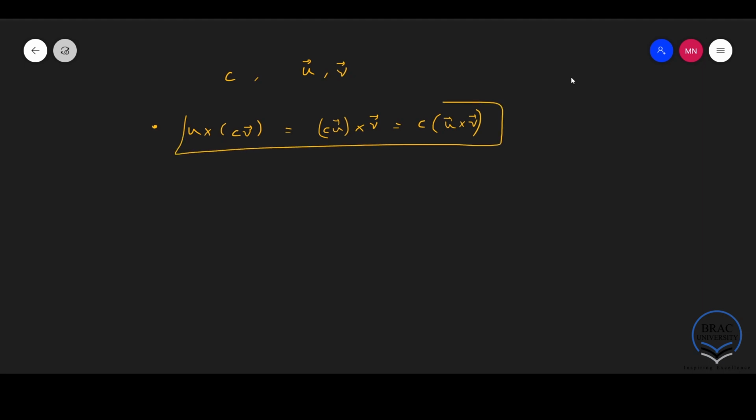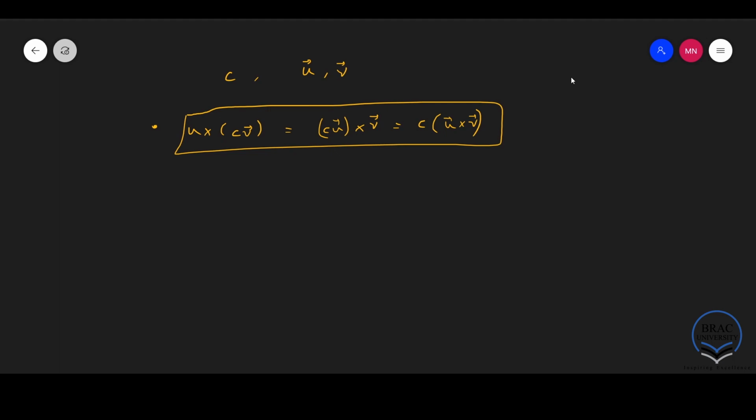Let's now consider some properties of the cross product. So if I have some scalar constant c, and I have two vectors u and v in 3 dimensions, then I can show that u cross c times v is equal to c times u cross the vector v, which is also equal to c times u cross v.